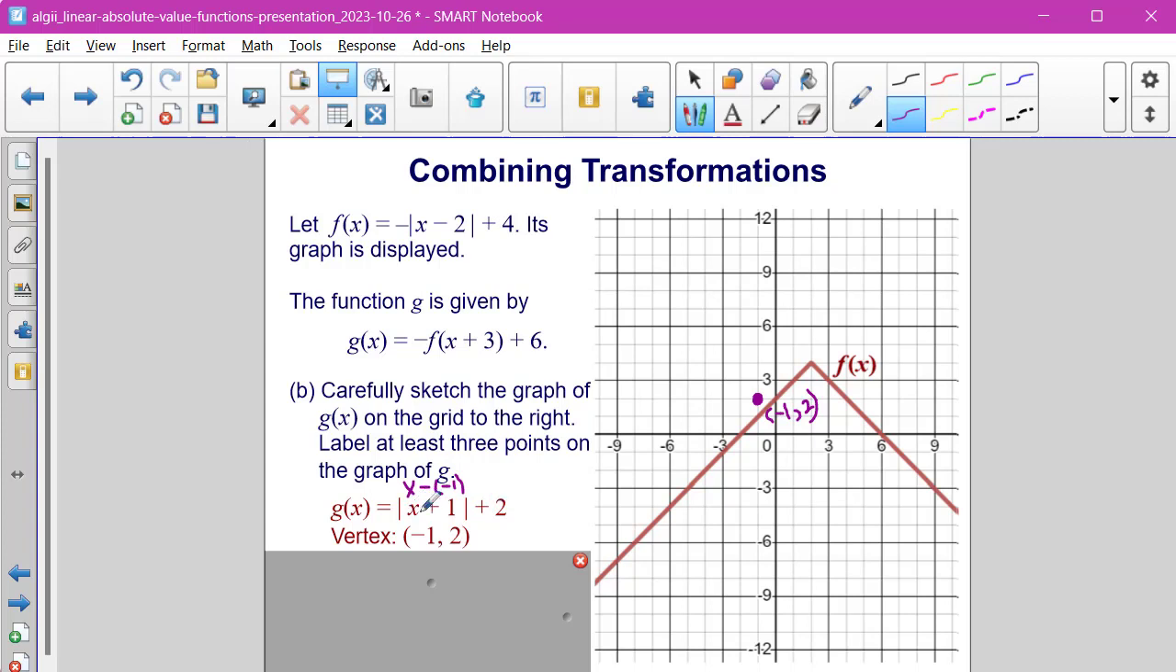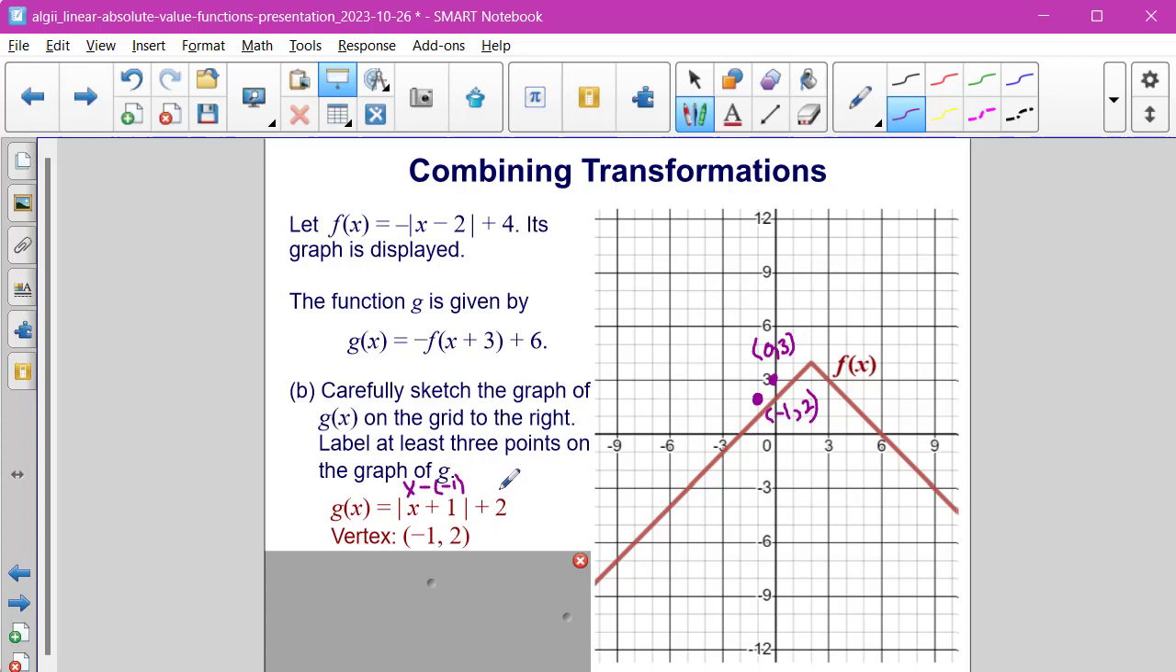If we substitute 0 in for x, we'll end up having 0 plus 1, which is 1, its absolute value is 1, and 1 plus 2 is 3. So 0, 3 is going to be another point on this absolute value function. And the final step would be finding a mirror point, because it's going to go up on one side and then it's going to go up on the other.